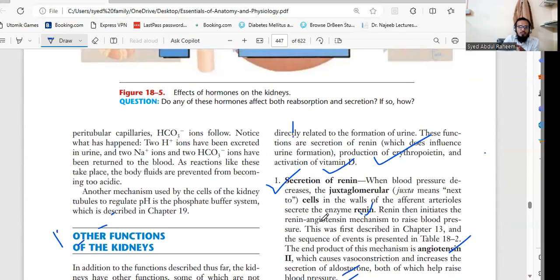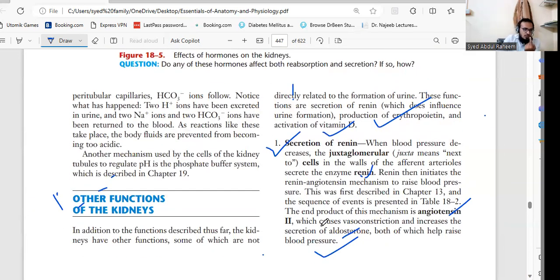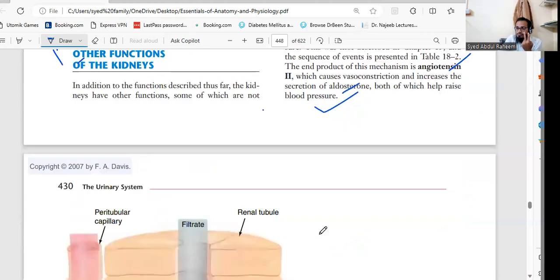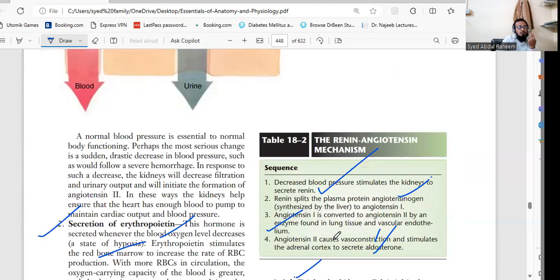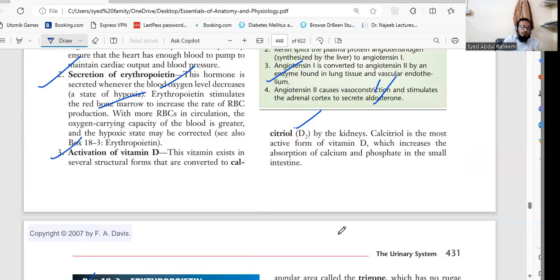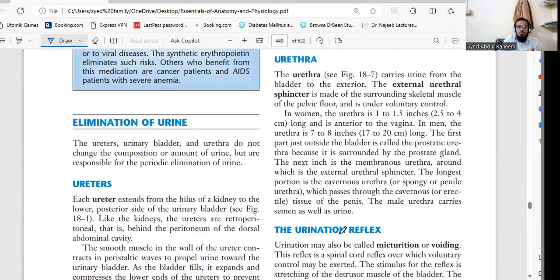So these are the very, very important functions of the kidney other than filtration. One is renin, the secretion of the renin enzyme. Second is erythropoietin, the secretion of erythropoietin. Third is the activation of vitamin D. So these are very, very important, and we need to understand them.